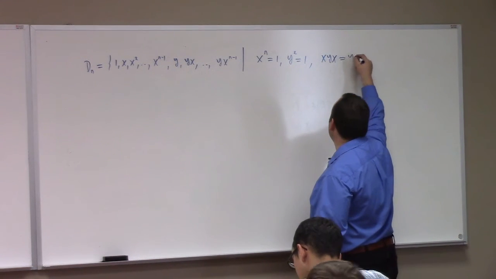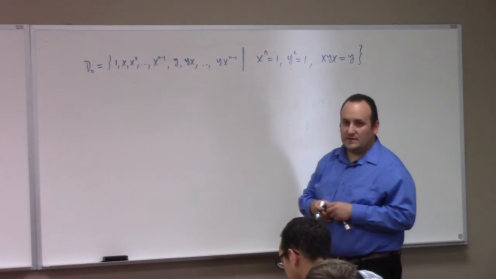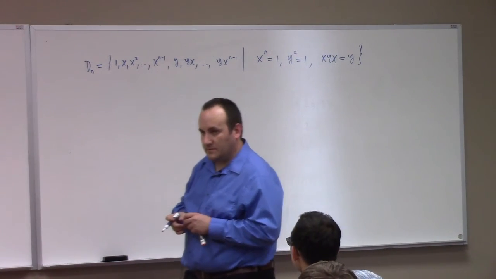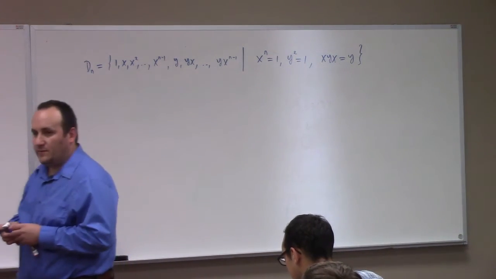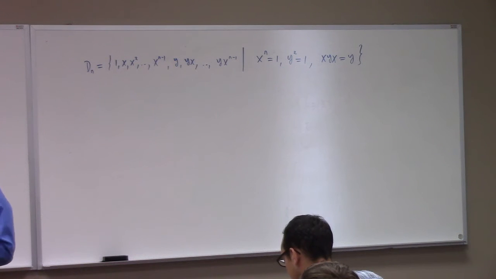xyx equals y, right? So then for us, this is the dihedral group of degree n. Now, as a group, what's its order? 2n, yeah.